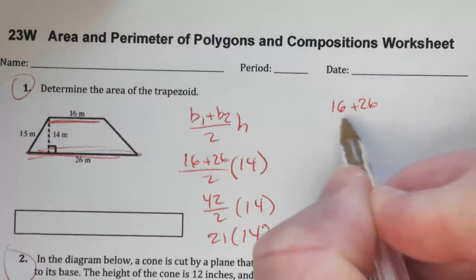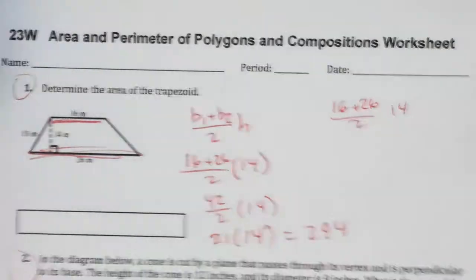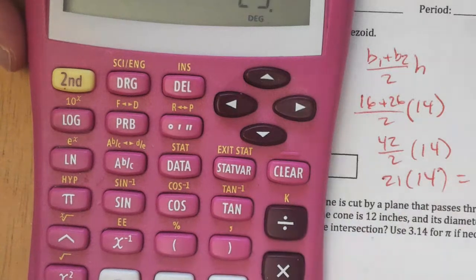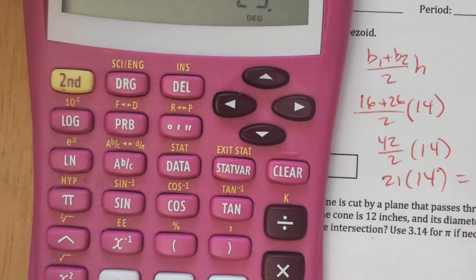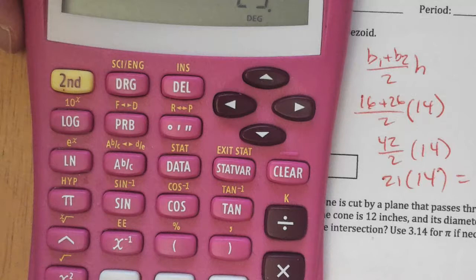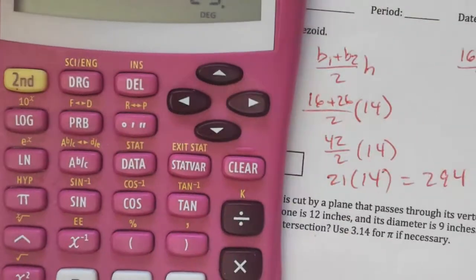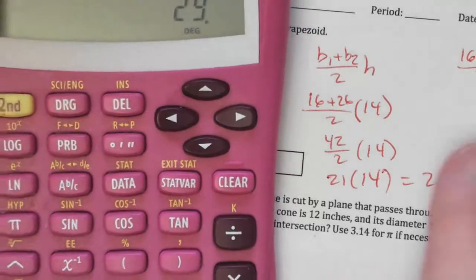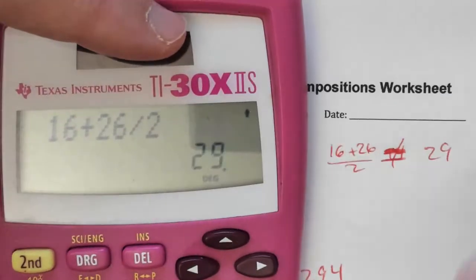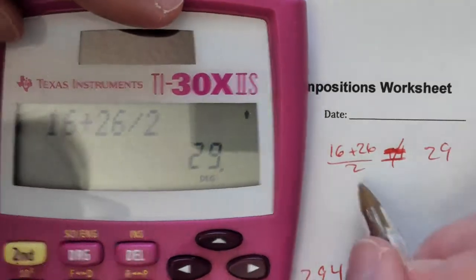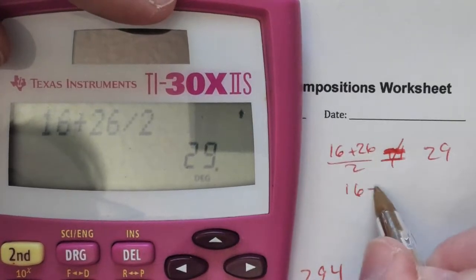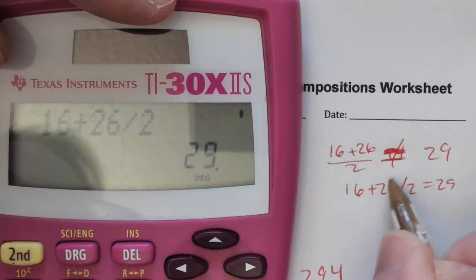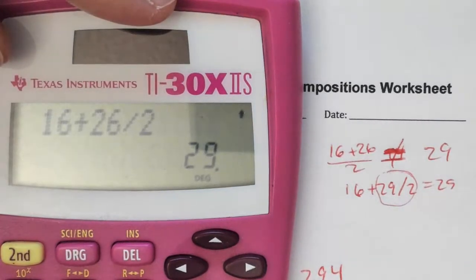Okay, now a major thing that people do wrong. 16 plus 26 over 2 times 14. A lot of people type this in there. 16 plus 26 and divide by 2. This is incorrect. So I'll just focus on just this part. A lot of people do this and they get 29, which is wrong, because what you really did was 16 plus 26 divided by 2 equals 29, and you accidentally just did this.